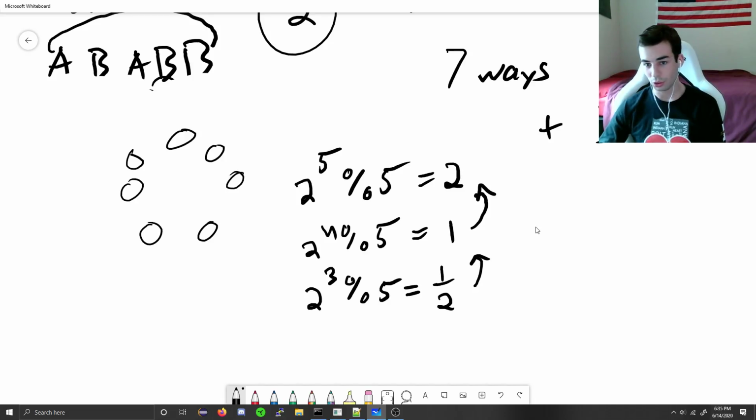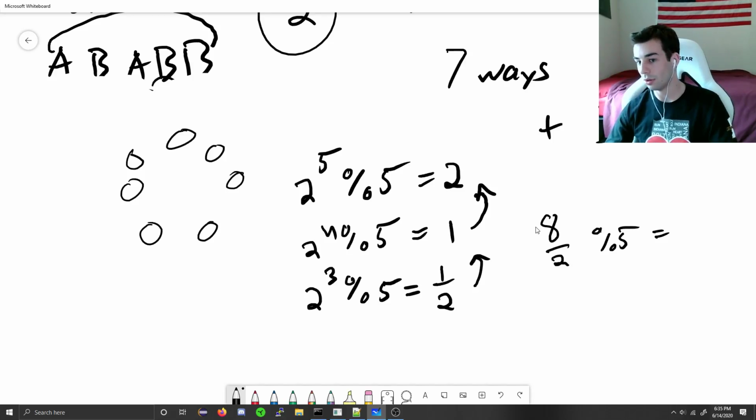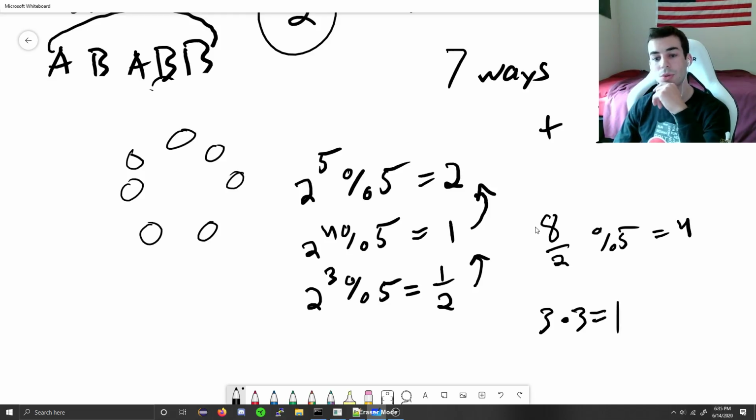So let's check this really quick. Let's do 8 divided by 2 under mod of 5. So this should be 4. That's what we're looking for. So this 8 under mod of 5 would be 3. 2 inverse, we've just calculated, is 2 to the 3. So this would be 8 mod 5. So this would be times 3. This is going to be equal to 1. That's an issue.